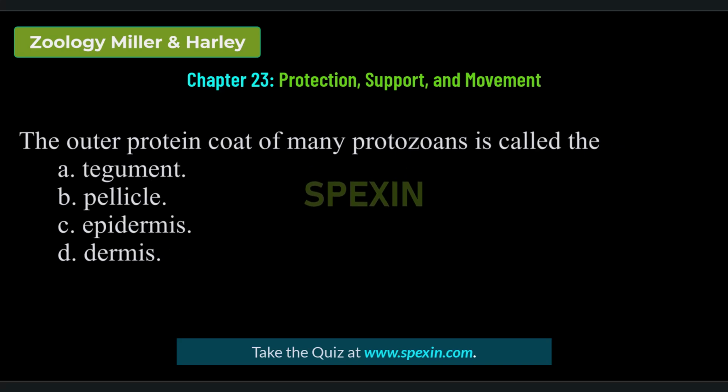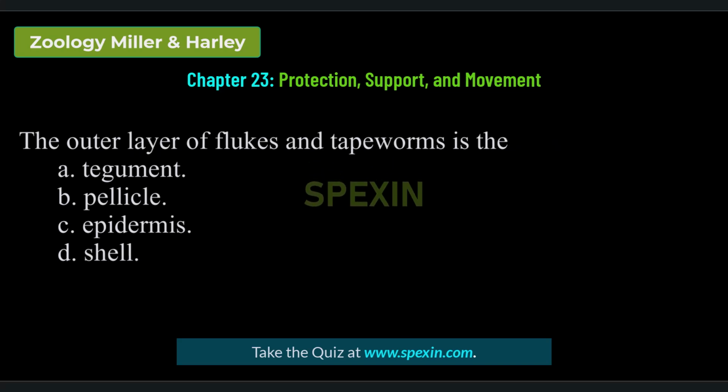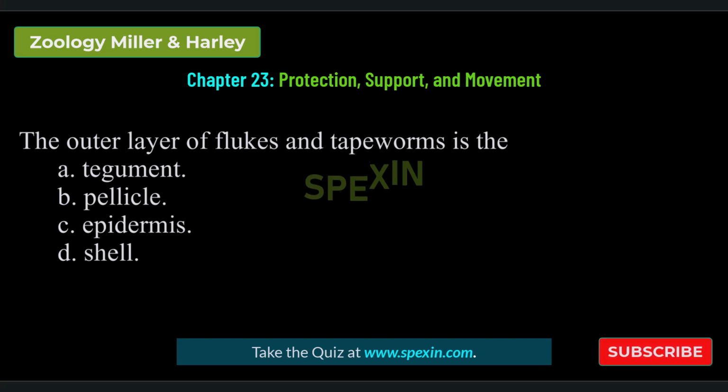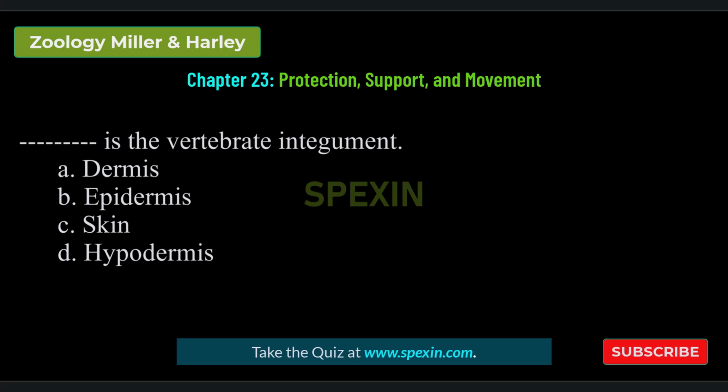The outer protein coat of many protozoans is called the tegument, helical, epidermis, dermis. Correct answer: pellicle. The outer layer of flukes and tapeworms is the tegument, helical, epidermis, shell. Correct answer: tegument. Dash is the vertebrate integument: dermis, epidermis, skin, hypodermis.